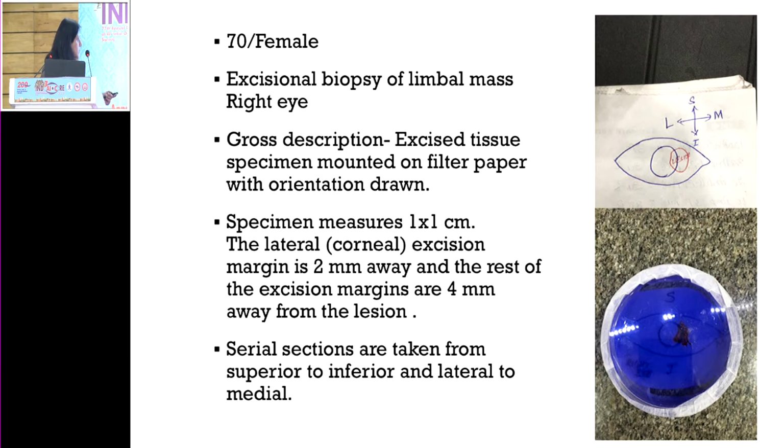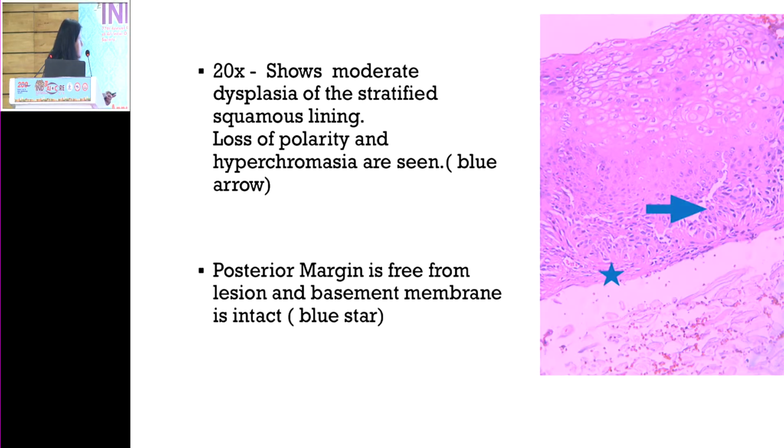One must label the biopsy properly so that the pathologist can help us know whether the margins are truly involved or not. Label them like this, put them in a petri dish, put that paper and send it to the histopathologist. This is the histopathology of that patient. You can see loss of polarity and hyperchromasia here by this blue arrow, and the posterior margin and the basal membrane are free. So this is partial involvement.